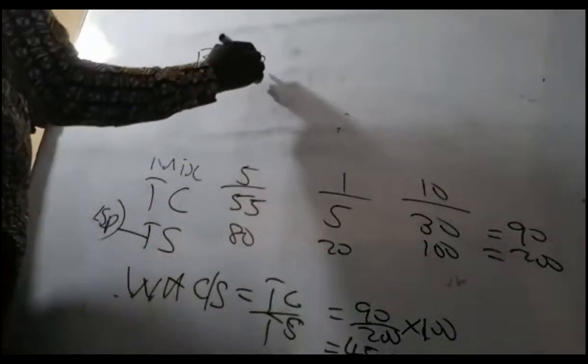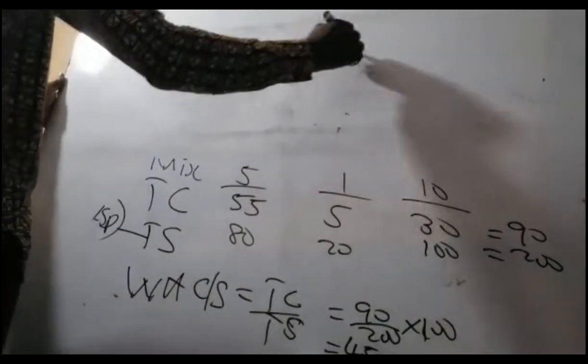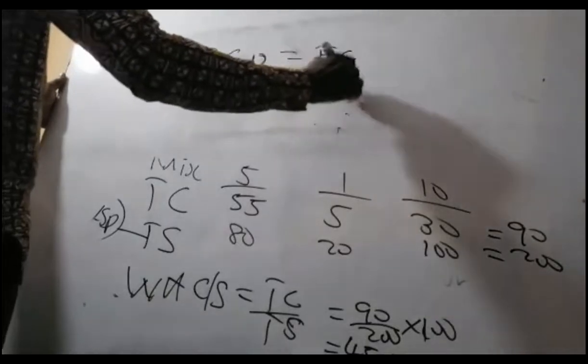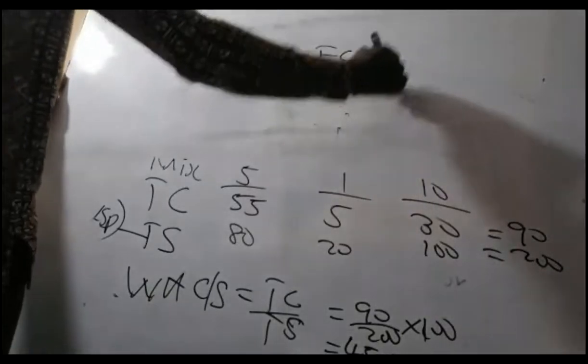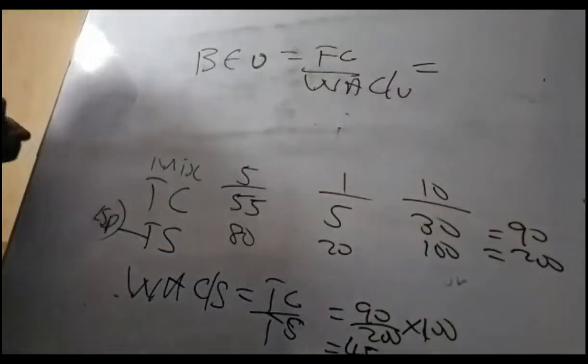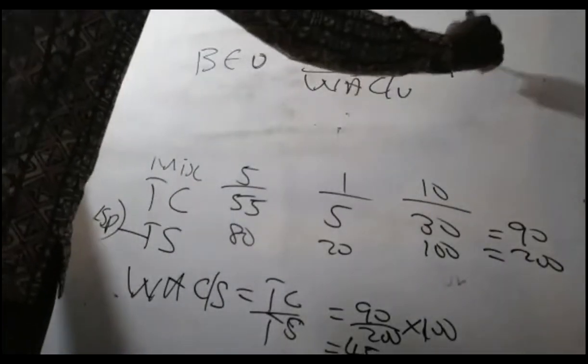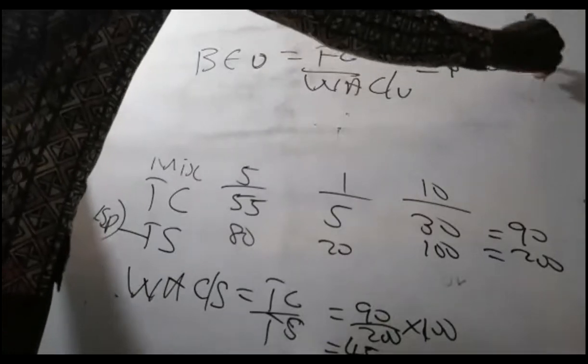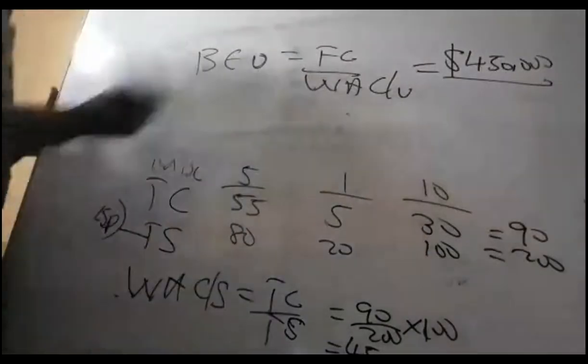Break-even unit is equal to fixed cost over what? Weighted average contribution per unit. And I was told that now you are perfect, so we can go ahead without showing workings. Now what's the fixed cost? The fixed cost is $450,000. What is the weighted average contribution?